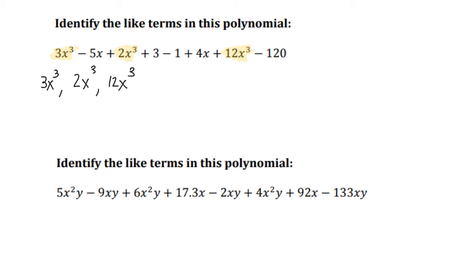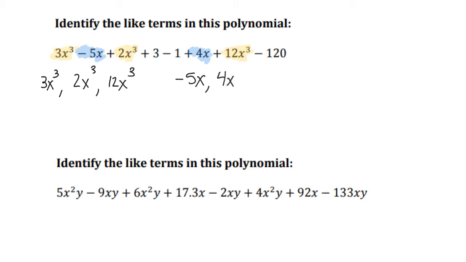I see here that I have a negative 5x. So I'm going to scan across and see, are there any other terms that also have an x? As I scan, I see that there is also a 4x. So these are considered to be like terms. I'm going to list them out here as well. So we've got a negative 5x and a 4x.